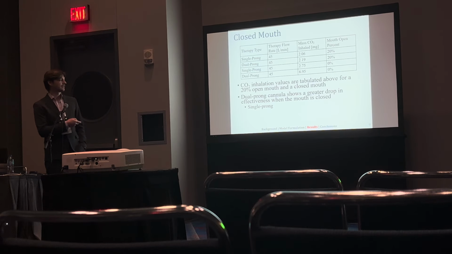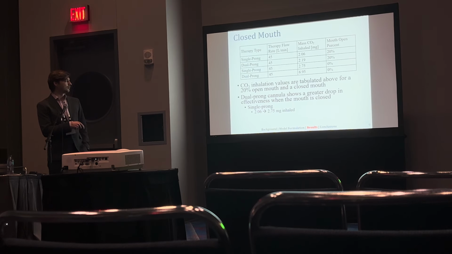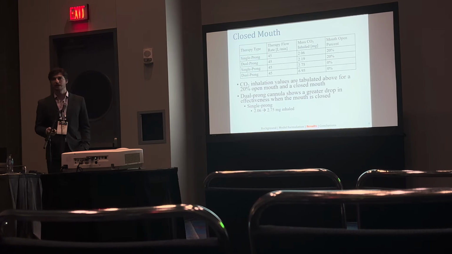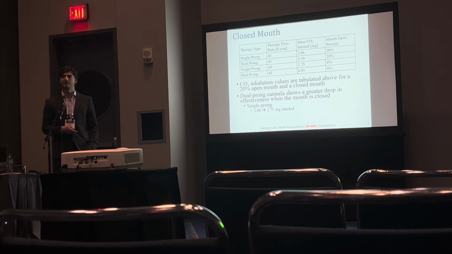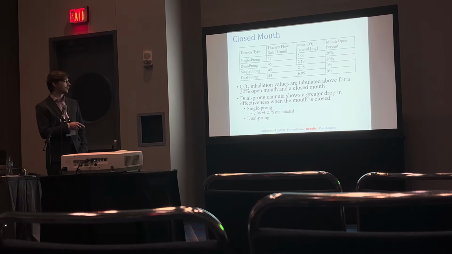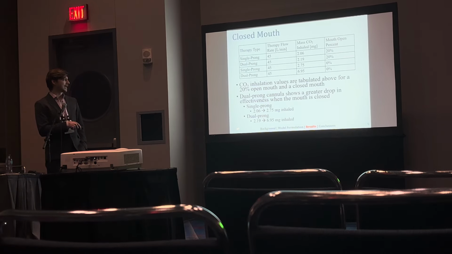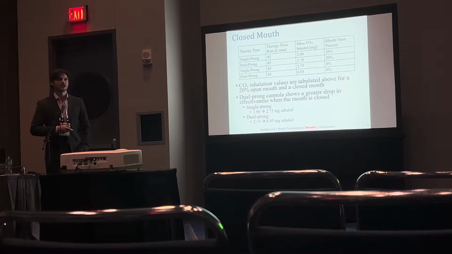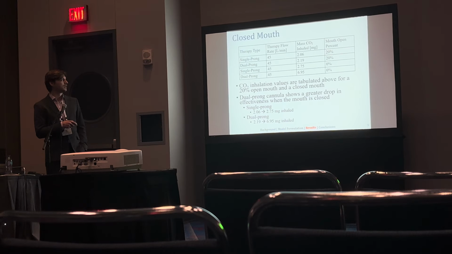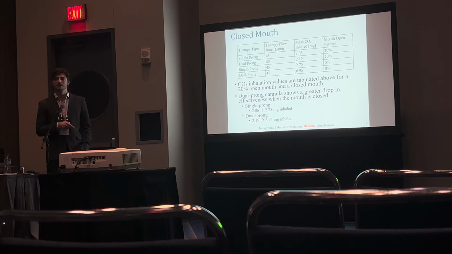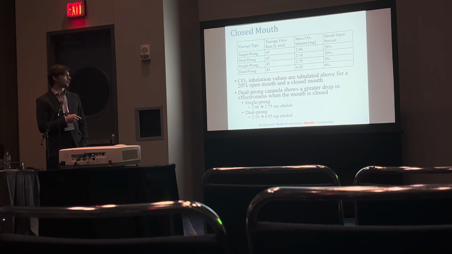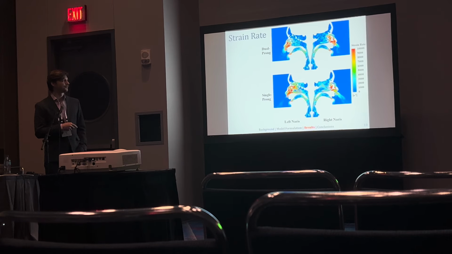So for the single prong, the CO2 inhaled increased from 2.06 milligrams to 2.75 milligrams. So we had about a 3/4 milligram increase in inhaled CO2. But for the dual prong, we had almost a 5 milligram increase in CO2 inhalation when moving from 20% mouth open to 0%. So the dual prong cannula struggles significantly more in the closed mouth scenario.